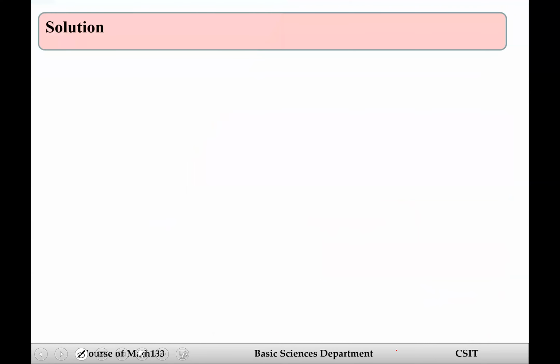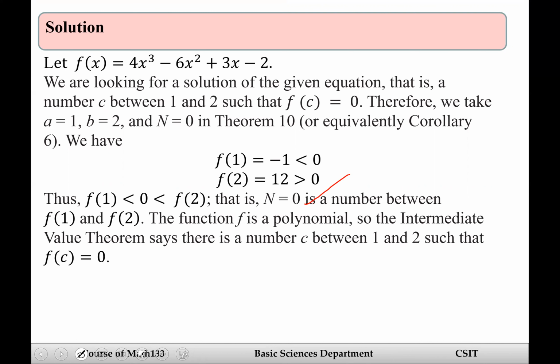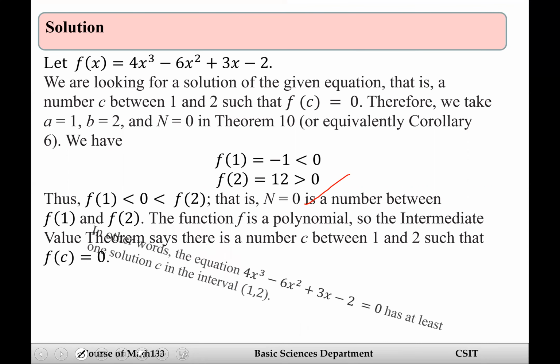Here is the solution, with more details. So we have these two conditions. We have the continuity, don't forget that. And then we conclude that there is a c between 1 and 2 such that f of c is equal to 0.